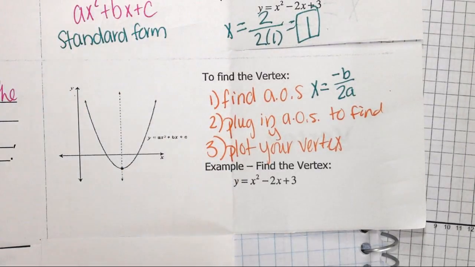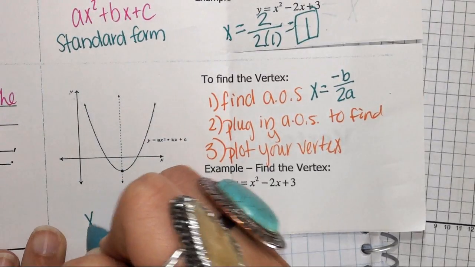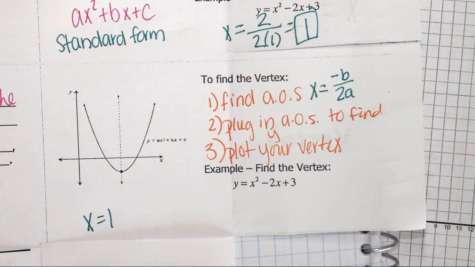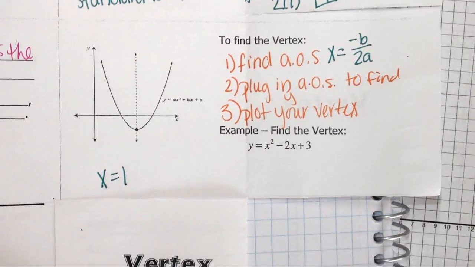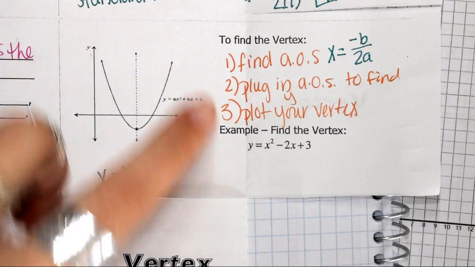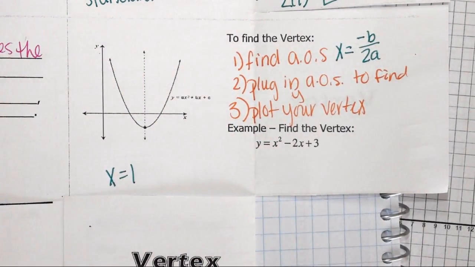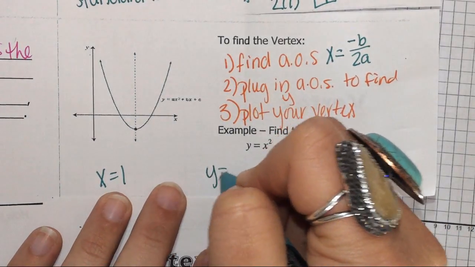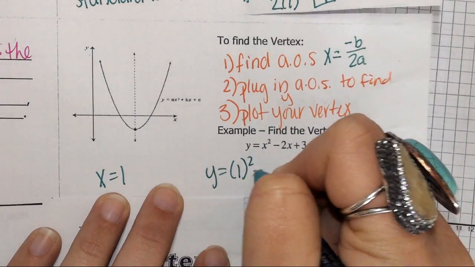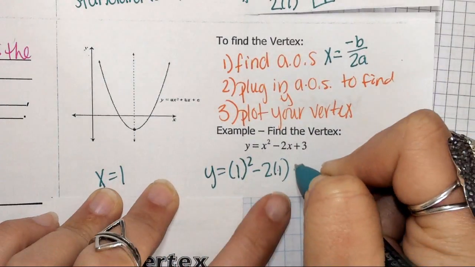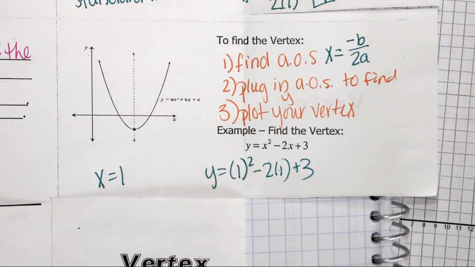What was the axis of symmetry? Good, take a point. And what are we going to do with that one? It tells you right here. Plug it in. Good. Get a point. Alright, so you have y equals 1 squared minus 2 times 1 plus 3. Now, why did I plug it in for x and not y? You have the x, because it says x equals, right? Yes.